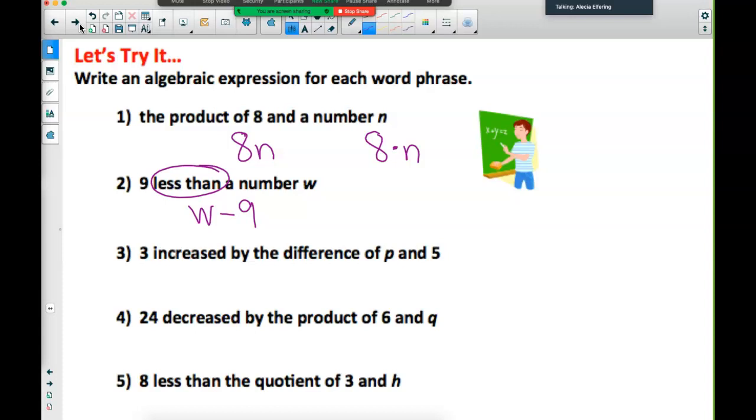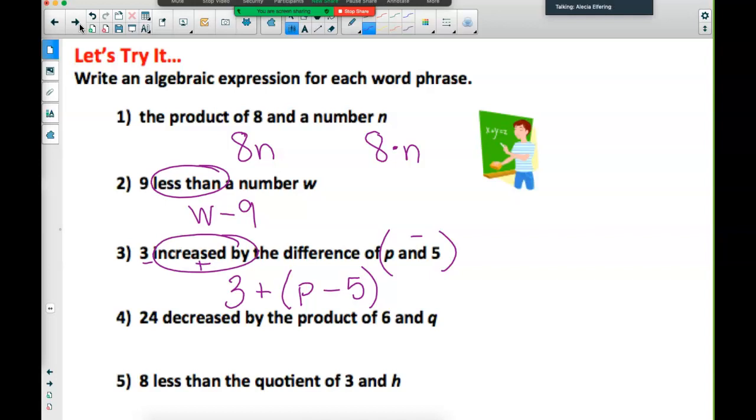3 increased by the difference of p and 5. Okay, well, as I read this, I see 3 increased by means what? Adding. So that's just going to be a plus. What does the difference of mean? Subtracting, but with parentheses. So I'm really subtracting those two things. So we have 3 plus, and then in parentheses, p minus 5.